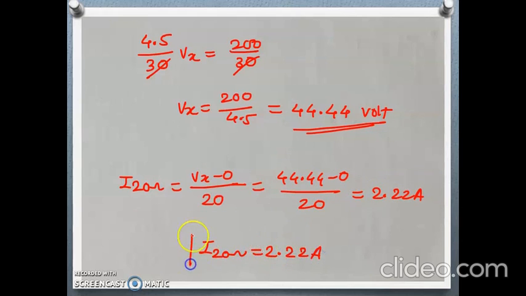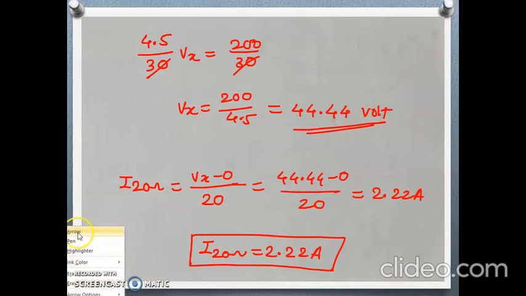2.22 ampere. In this way, we can find the required branch current with the help of nodal analysis. This is when we have only one node. Let's see another problem where we have more than one node.